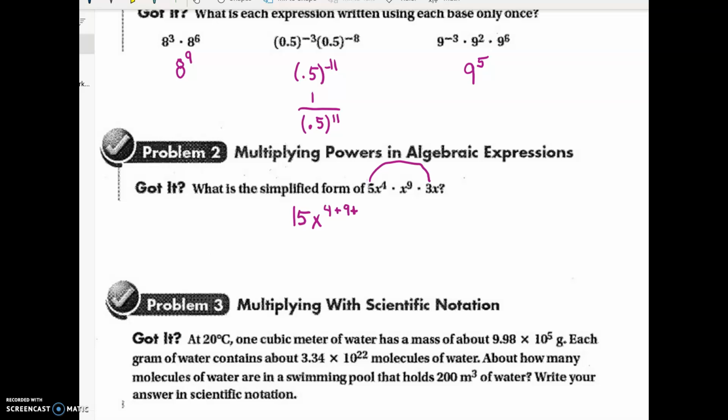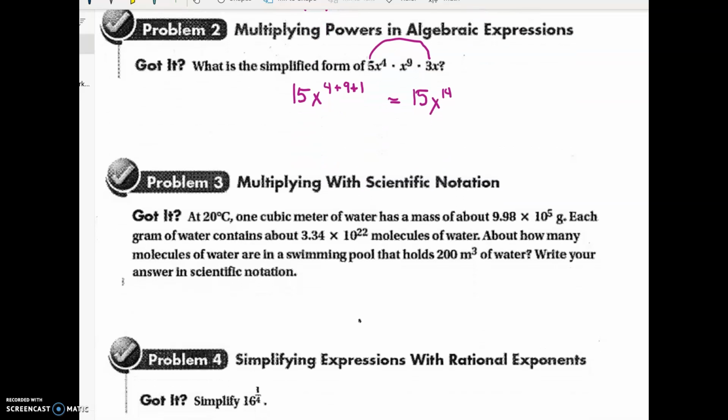Don't forget this x here by itself. There's a 1 there, so don't forget that's really x to the 1st power. You need to make sure you add the 1 to the problem. So when we simplify that, we would end up with 15x to the 14th power. And that's all we would do for that one. We simplified it, and we only have positive exponents. We're good to go there.